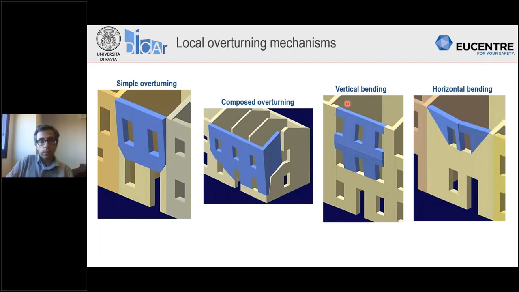Regarding the vertical bending, that's a mechanism that can take place when the restraint on top is quite good, but the connection with orthogonal walls is not very efficient, and also the connection with the diaphragms at this level is not very good. Finally, the horizontal bending can take place when the restraint at the top is not good, but the connection with the orthogonal walls is good.